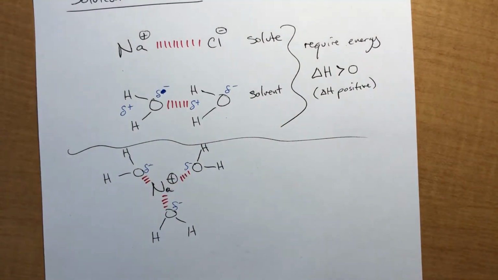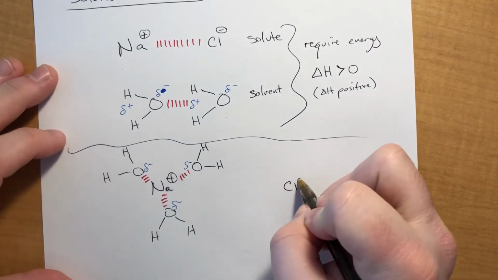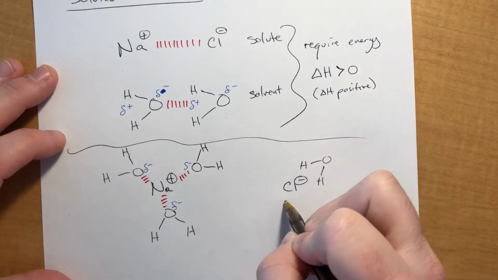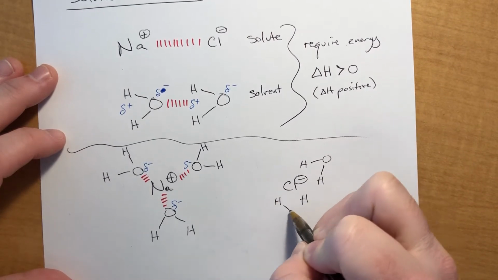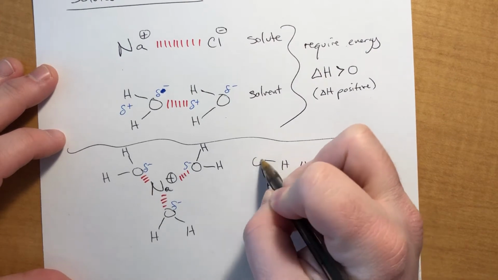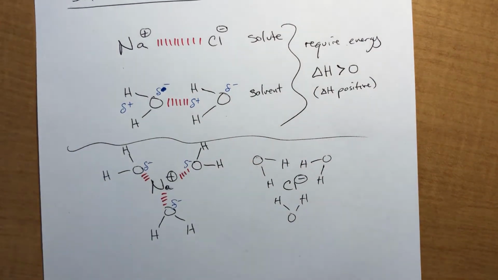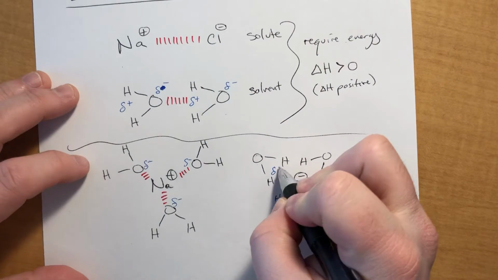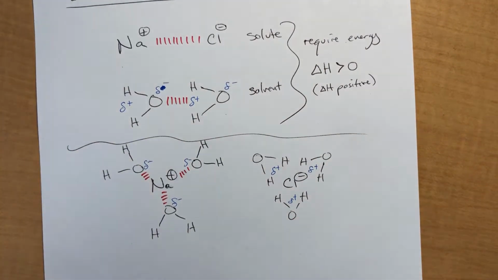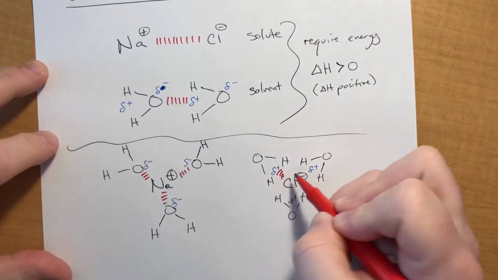The same thing happens to the chlorine. Chlorine's negative, so the hydrogens are going to line up around it. I'm going to draw three again just to be consistent, though I'm not sure three is the right answer. I don't know how many water molecules it takes to make this thing happy. But the hydrogens are slightly positive, so there's going to be an interaction here.